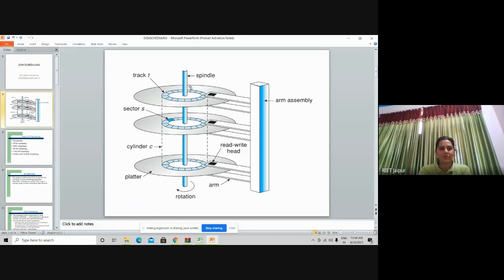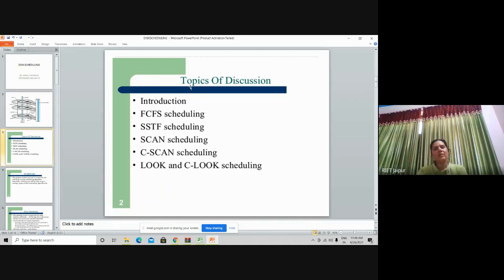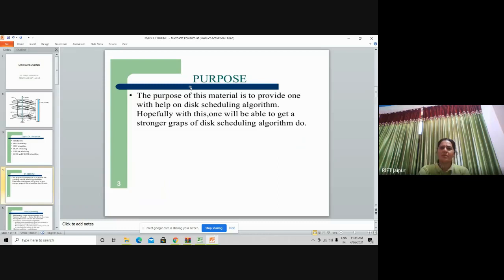This is the representation. Now we'll have a look at the slide for what we are going to discuss in this scheduling. First, the introduction: FCFS, first come first serve scheduling, shortest seek time first scheduling, SCAN scheduling, C-SCAN scheduling, LOOK and C-LOOK scheduling. The purpose of this content is to provide help with disk scheduling algorithms. Hopefully, with this, one will be able to get a stronger grasp of disk scheduling algorithms.